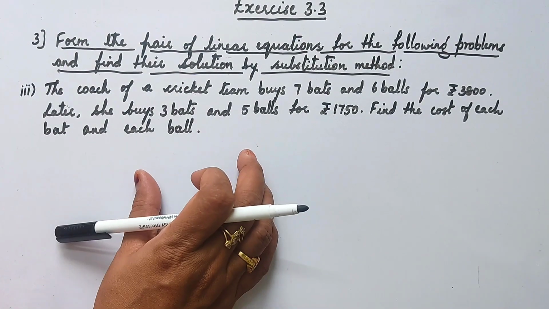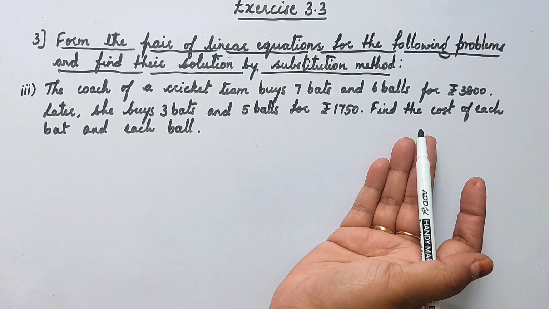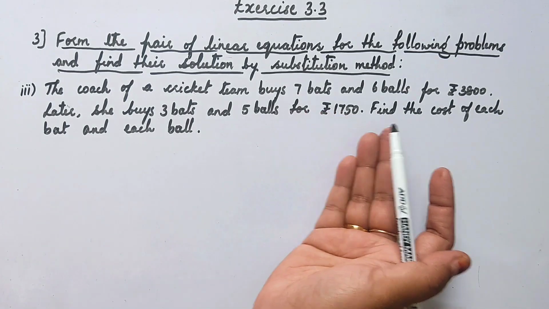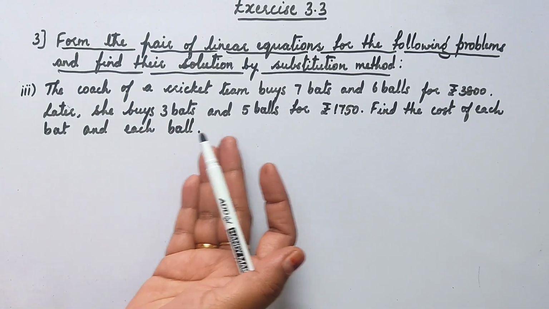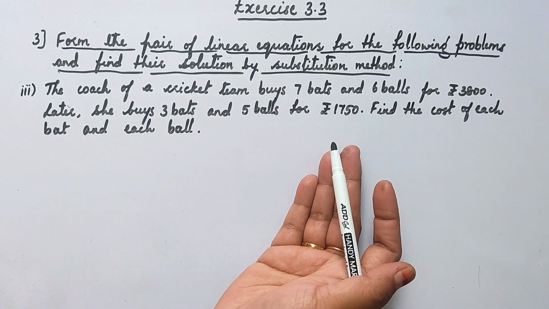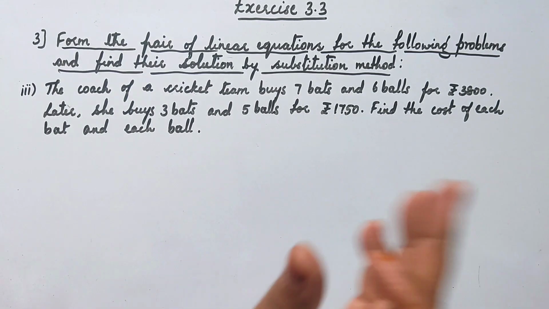Here in this question you can see that the coach has bought some bats and balls. That's 7 bats and 6 balls for 3,800 rupees, and later she buys 3 bats and 5 balls for 1,750. We need to find the cost of each bat and each ball.